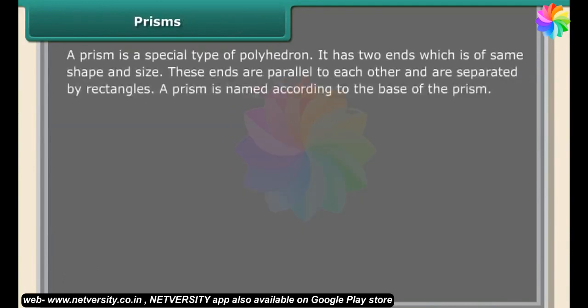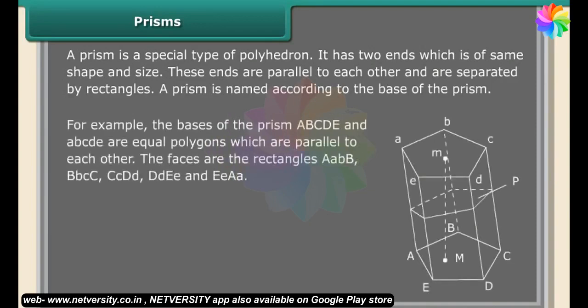Prism: a prism is a special type of polyhedron. It has 2 ends which are of the same shape and size. These ends are parallel to each other and are separated by rectangles. A prism is named according to the base of the prism. For example, the bases of the prism ABCDE and A'B'C'D'E' are equal polygons which are parallel to each other. The faces are the rectangles AA'B'B, BB'C'C, CC'D'D, DD'E'E and EE'A'A. AA', BB', CC', etc. are called lateral edges.